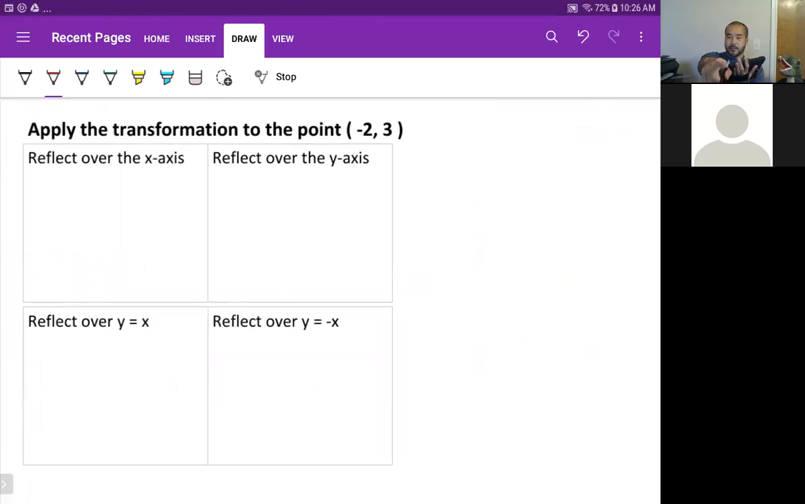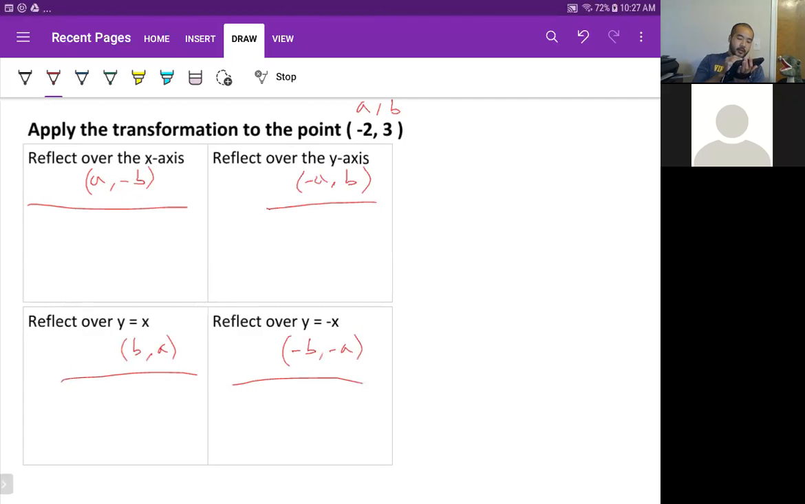Now for reflections, I'm using these formulas that I have here on the screen. Here's the point, A and B. Reflecting over the x-axis, I'm just going to write all this down: you keep A, and then you switch the sign for B. Reflection over the y-axis, you switch the sign for A, and you keep B. For y equals x, you flip both of them and keep the signs the same. For y equals negative x, you flip both of them and switch both signs.